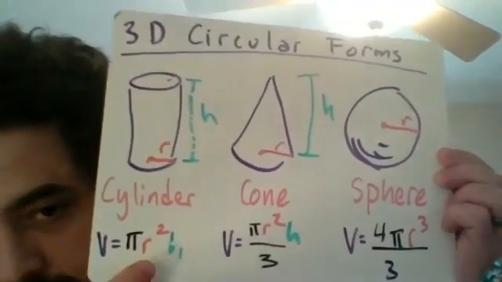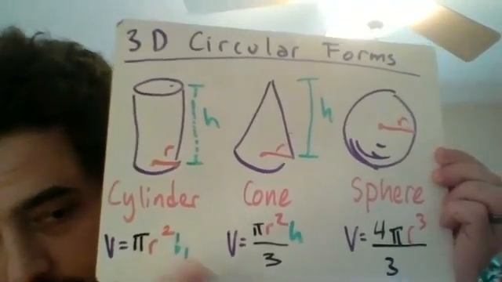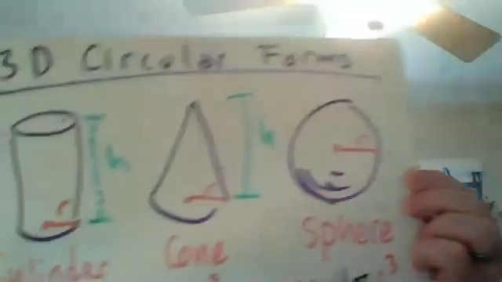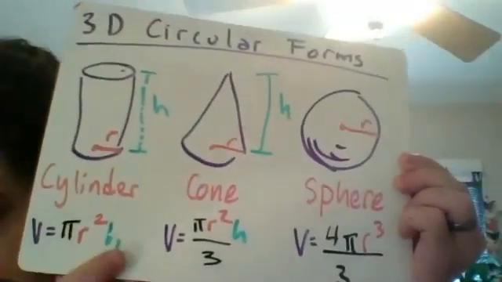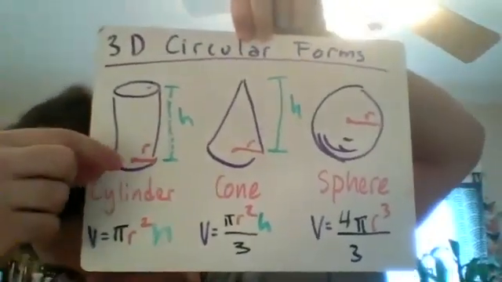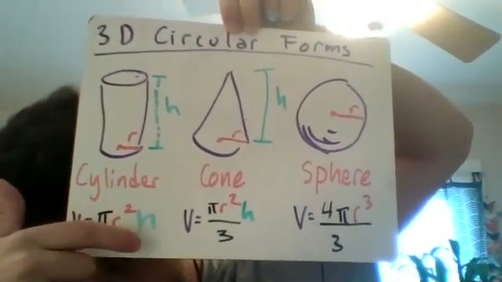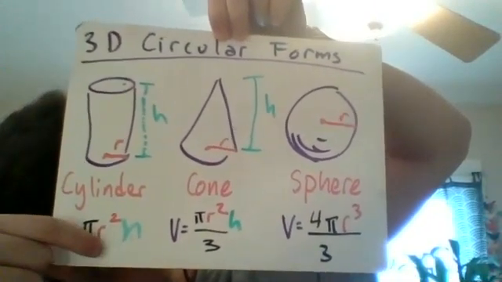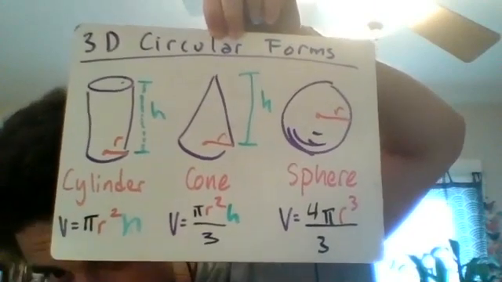In this case, the base is a circle, so I get pi r squared as my area of a circle. I just want to fix this because it looks a little confusing. Okay. So we're multiplying the area of the circle, which is the area of the base, and we're multiplying by the height, pi r squared h. Pi times the radius squared times the height.